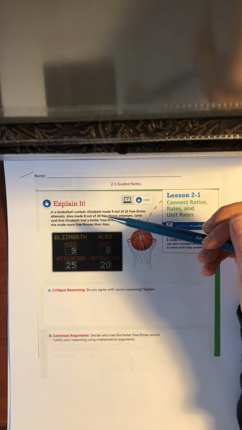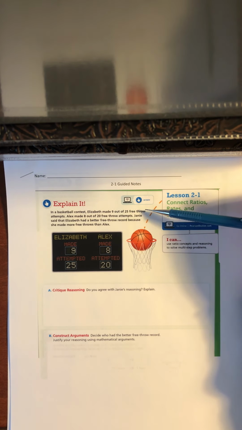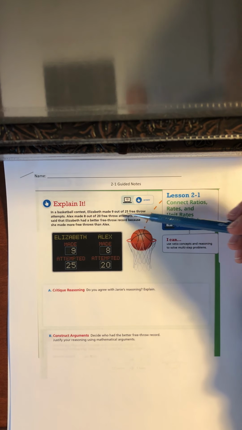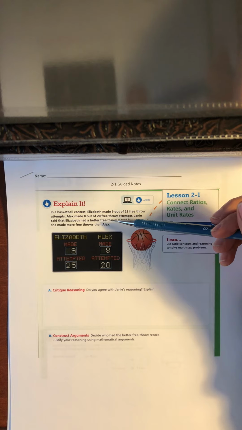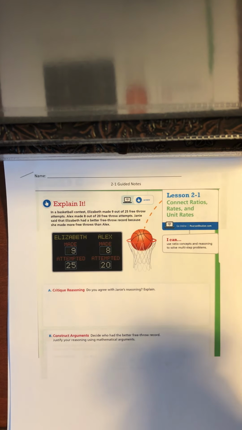Okay, so explain it. In a basketball contest, Elizabeth made 9 out of 20 free throw attempts. Alex made 8 out of 20 free throw attempts. Janie said that Elizabeth had a better free throw record because she made more free throws than Alex.